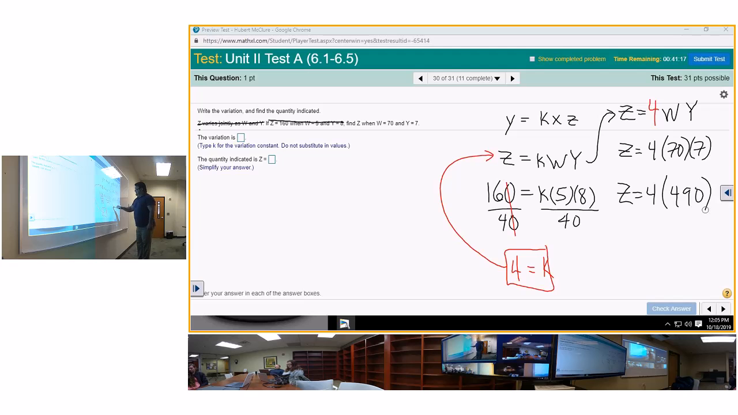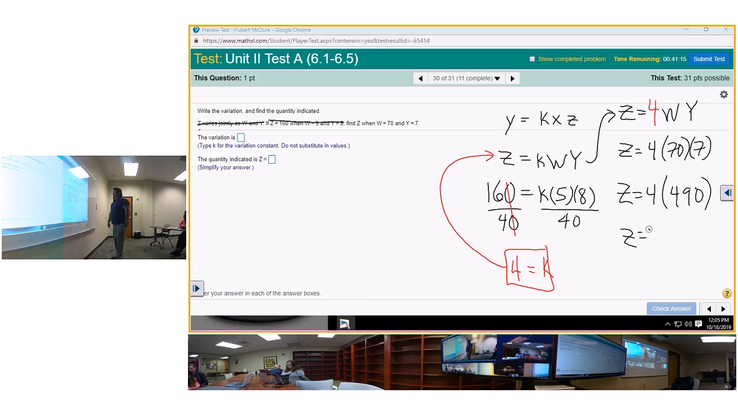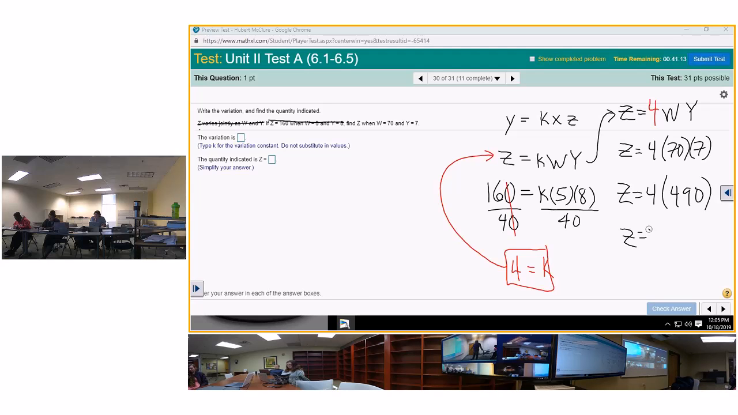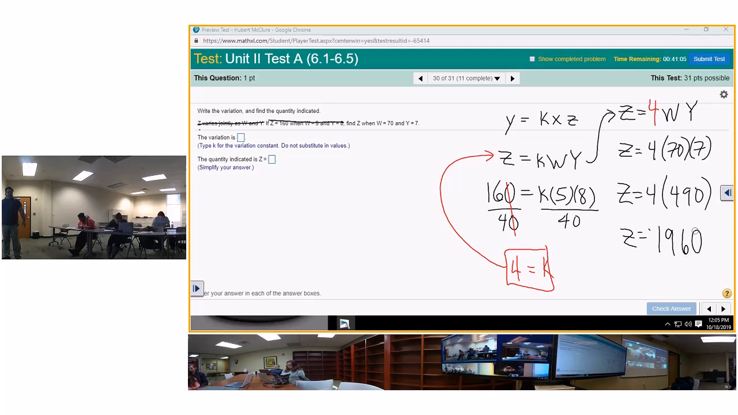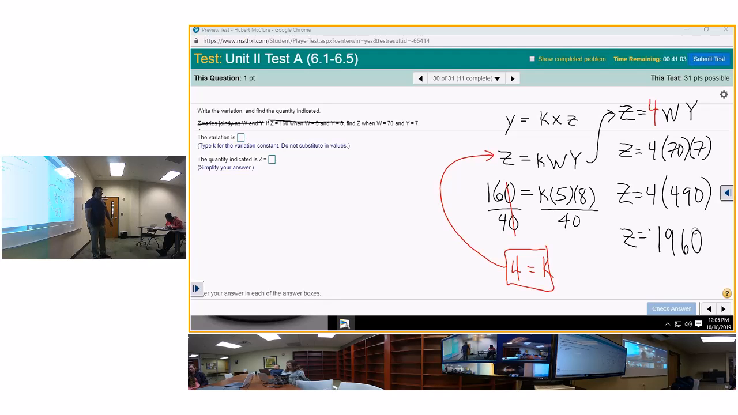and Z is equal to 1960? Somebody check me. We can't use our calculators though. Well, you can go 490 times 4 and do it by hand. 1960.